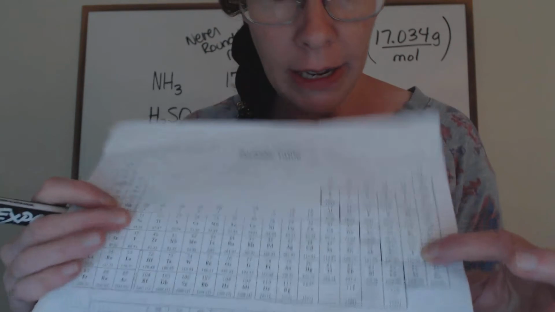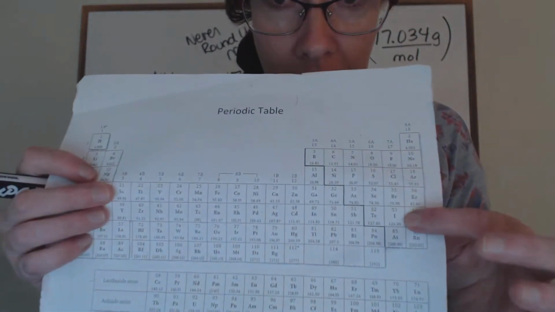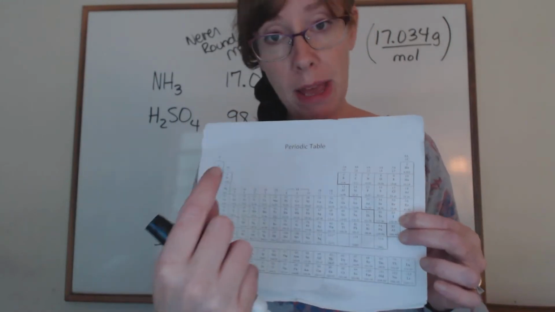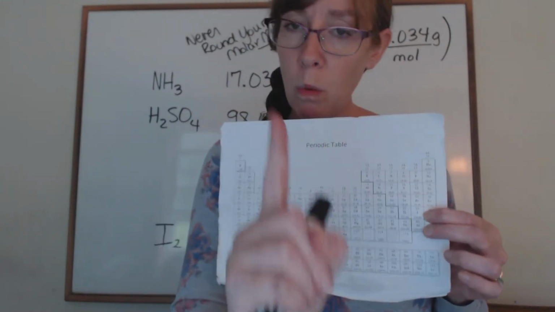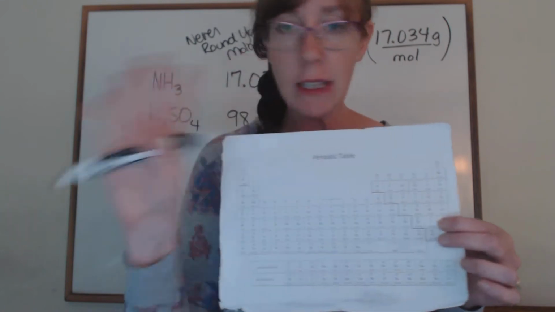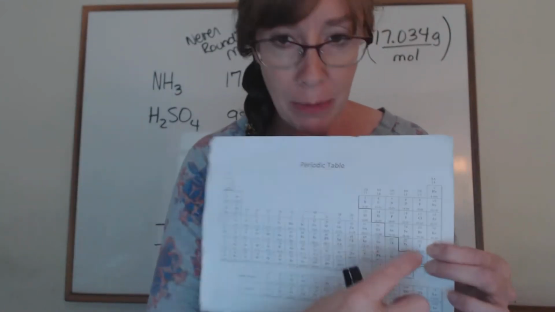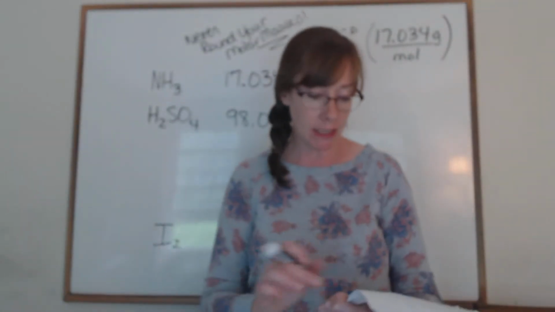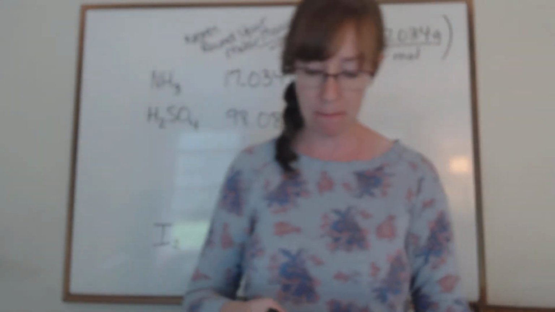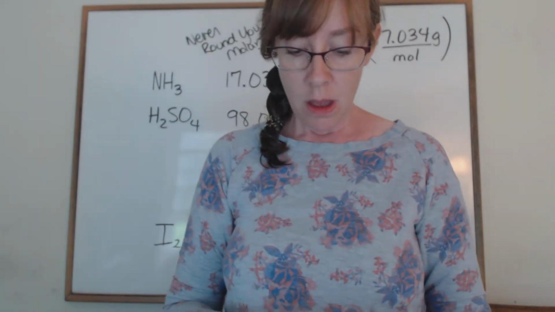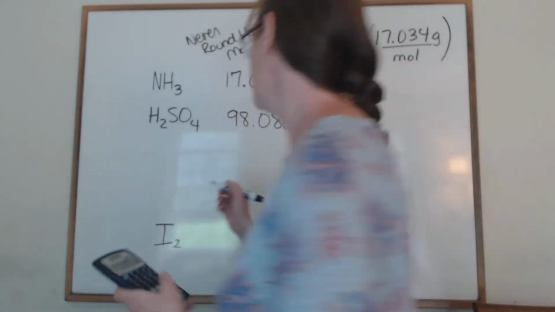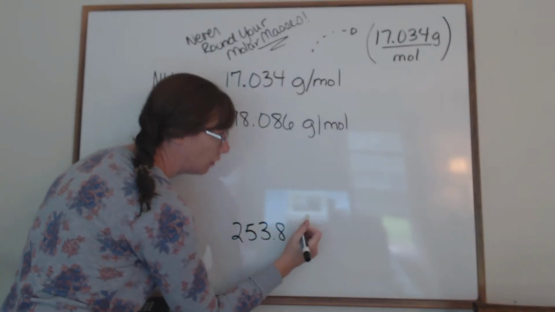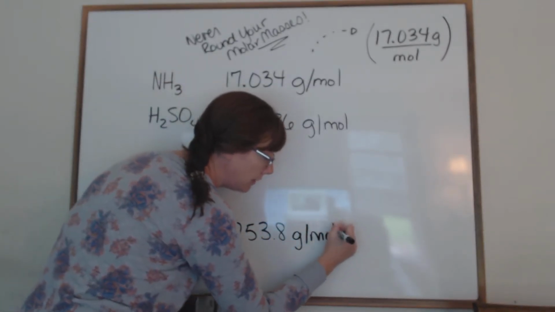However, on a periodic table, the number that you see here is literally the atomic mass, or molar mass, but atomic mass you can think of as just one iodine atom. Each of these, whether it's a diatomic element or not, represents the mass of one of them. So for iodine, you are going to take the 126.9 and times it by 2, and you'll get 253.8 grams per mole.